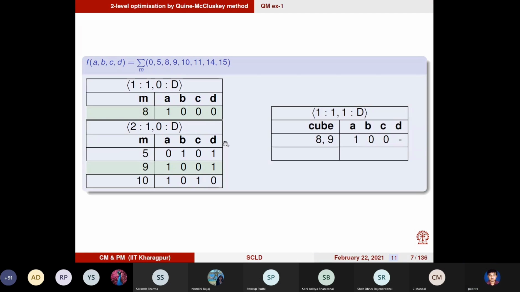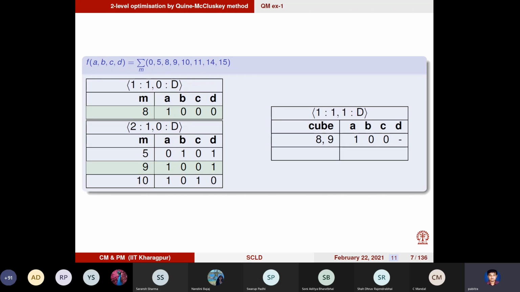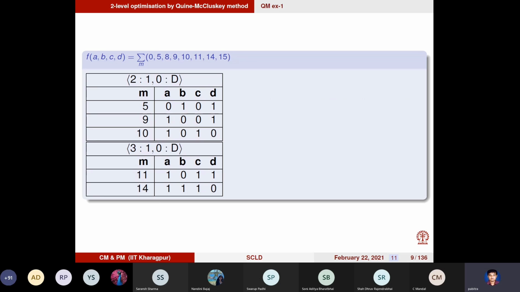So what happens? If you combine 8 with 9, let's see whether they can be combined or not. Basically, we are checking one minterm with all the other minterms. So we are looking at pairs of minterms, and this you can see is nothing but a loop in a program. That is what we are doing. So this can be combined, and this is what we get in the result. Similarly, this can be combined, and this is what we get in the result.